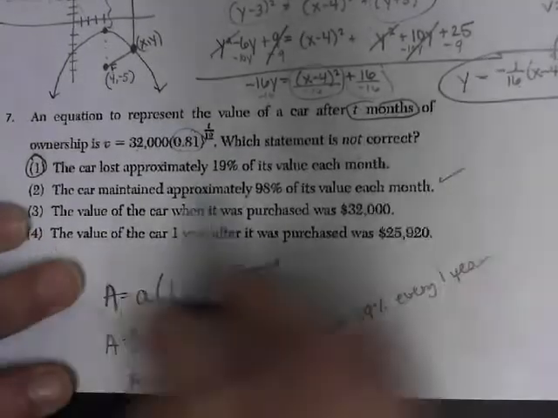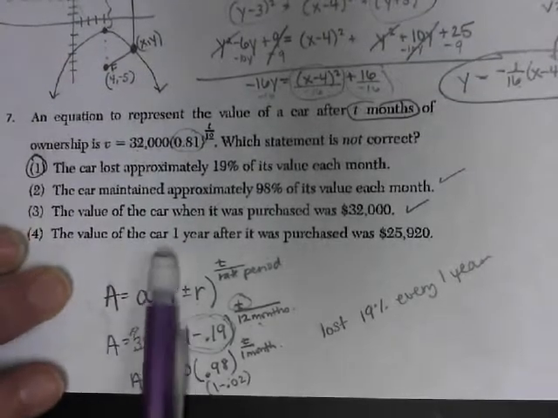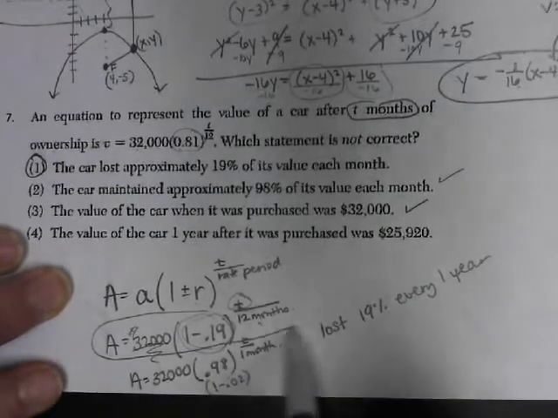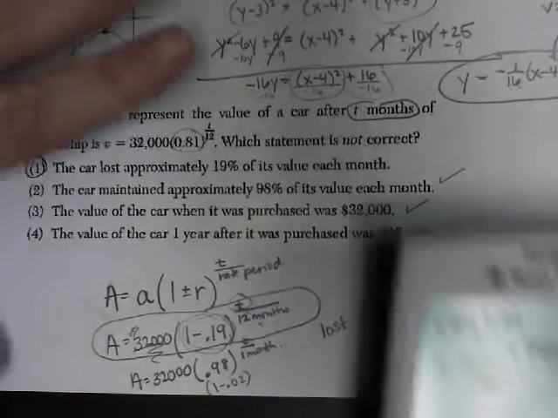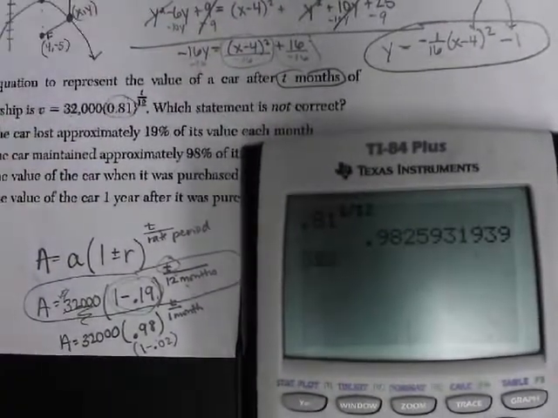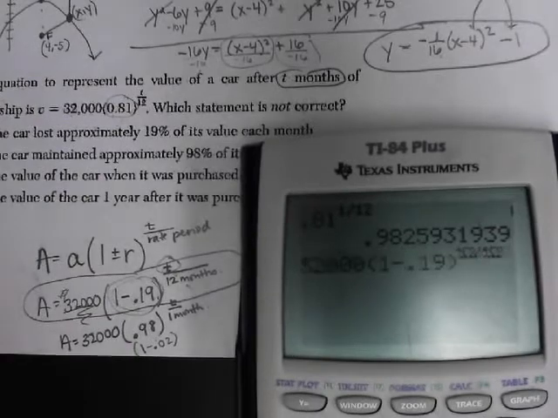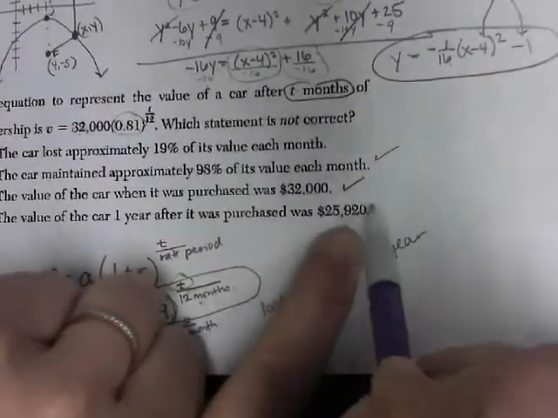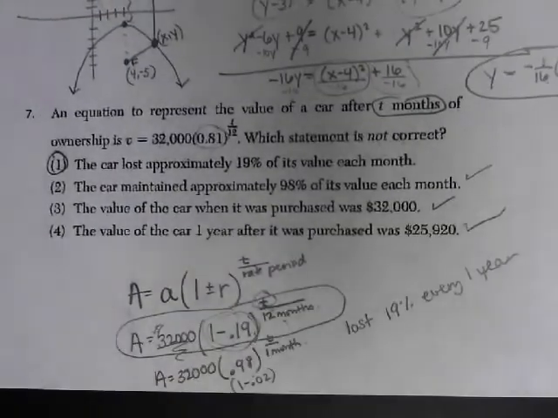So that's correct. The value of the car when it was purchased was $32,000. That's correct. The value of the car 1 year after it was purchased. Now, if I want to go back to the 1 year, I can use this and plug in 12 months, because 12 months is 1 year. So I would plug in 32,000 times (1 - 0.19) to the 12 over 12 power, which is 25,920 after 1 year. So we confirm that the first one is the only one that's not correct.